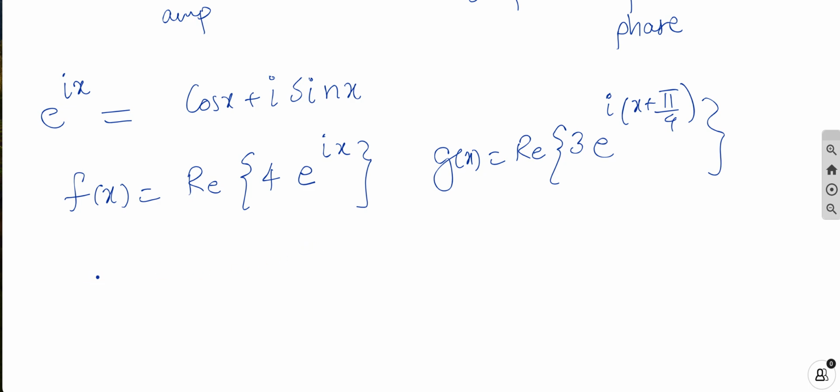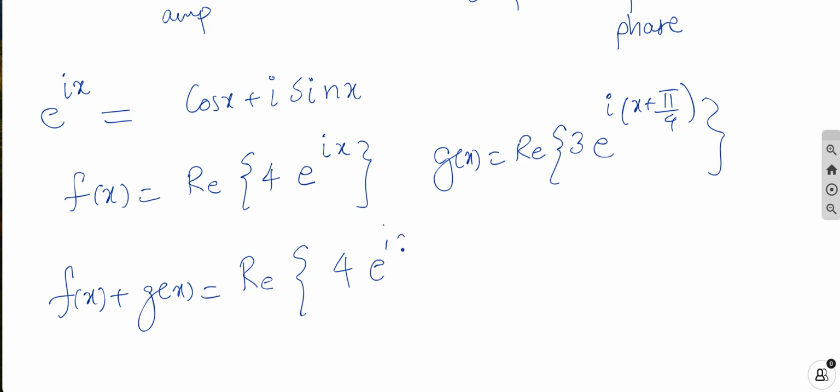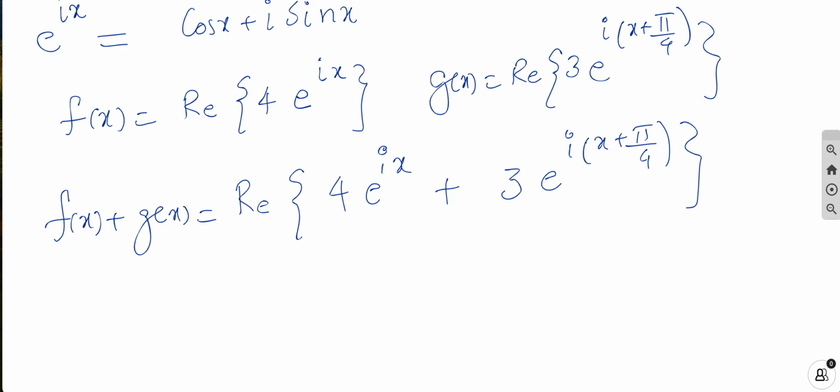What do I want? I wanted to add f of x plus g of x. So after adding these two complex numbers, all I am interested in is only the real part of the sum, because f of x and g of x were only the real parts of the complex numbers. So after addition, only take the real part. That's what I'll be doing.